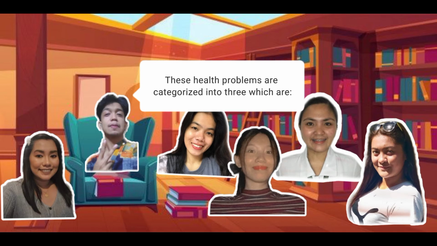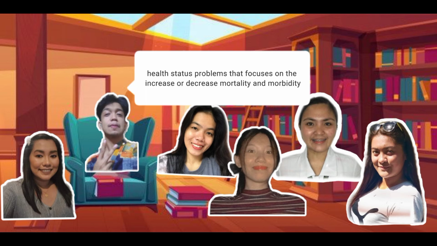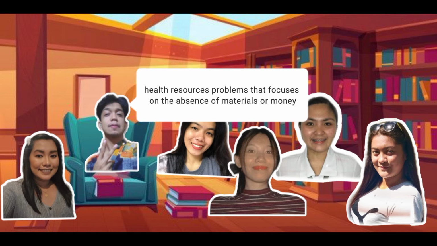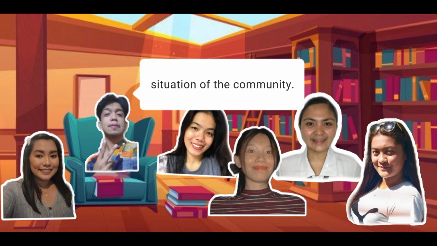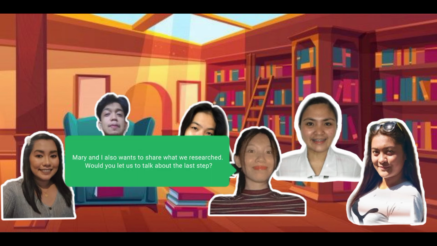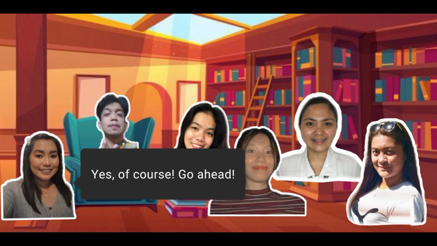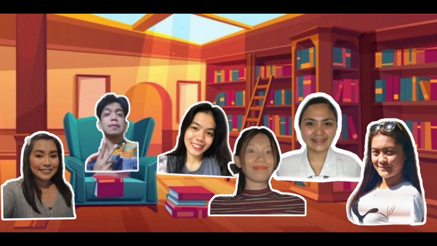These health problems are categorized into three, which are health status problems that focus on the increase or decrease of mortality and morbidity. Health resources problems that focus on the absence of materials or money. Lastly, health-related problems that describe the existing factors that aggravate the illness situation of the community. Mary and I also want to share what we researched. Would you let us talk about the last step? Yes, of course. Go ahead.